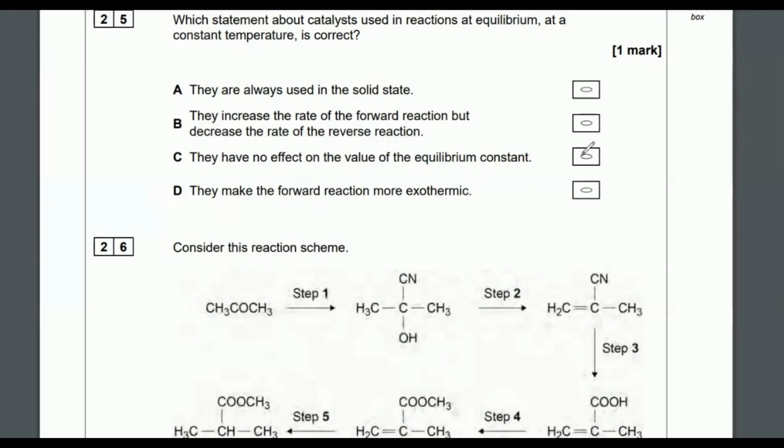As you should know, catalysts do not affect the position of equilibrium, and so therefore do not affect the equilibrium constant. The only thing catalysts do with equilibrium is they make you reach the position of equilibrium faster. So they bring you to equilibrium faster, but they do not change the position of the equilibrium. Therefore, they do not affect the equilibrium constant.